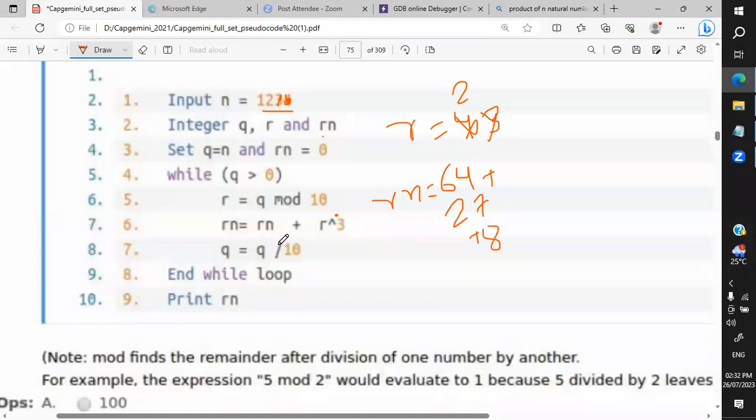Okay. Next. After that, Q equal to Q by 10. That means 12 by 10. 12 by 10 is 1. So Q will become 1. Now check 1 greater than 0. True, enters inside. 1 mod 10. 1 mod 10 is 1. Now 1 power 3 is 1 only.